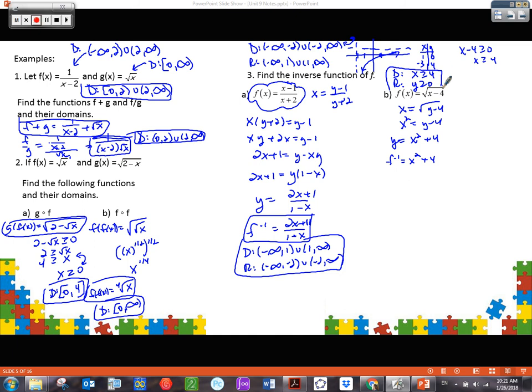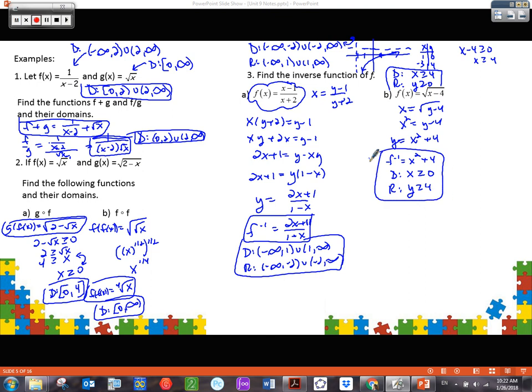So now let's reverse that for the inverse. So the original's range is going to be the inverse's domain. So x in the inverse needs to be greater than or equal to 0. And the range will be the original one's domain. So y is greater than or equal to 4. So let's see if that makes sense.